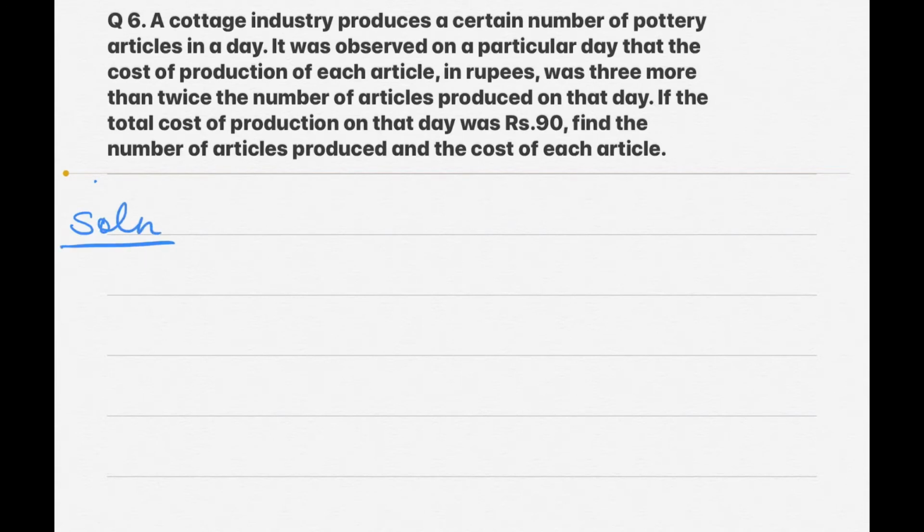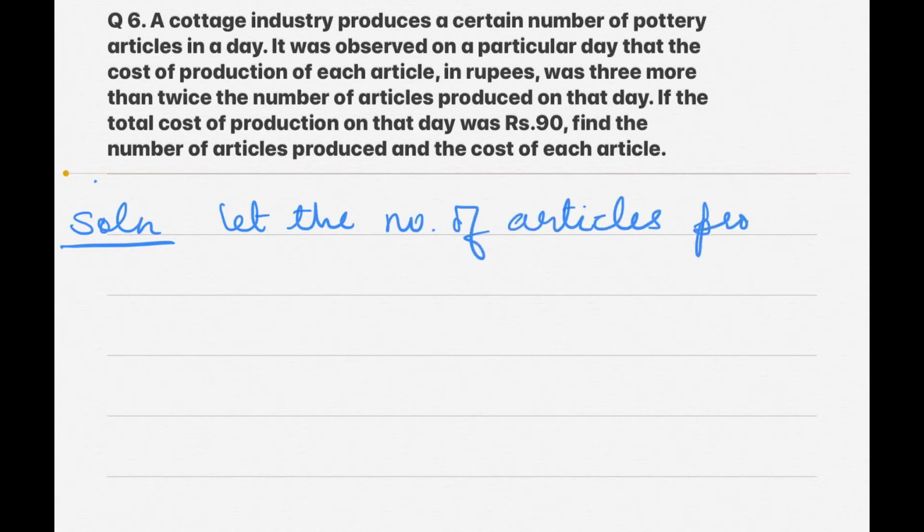Okay, so now let's find out. The cottage industry produces a certain number of pottery articles. So let the number of articles produced in a day be equal to x. So these many articles were produced every day.